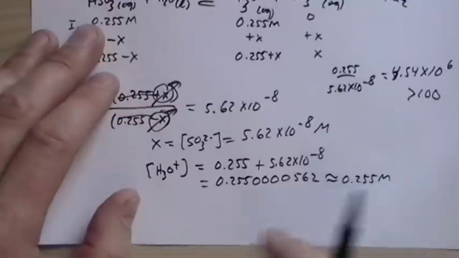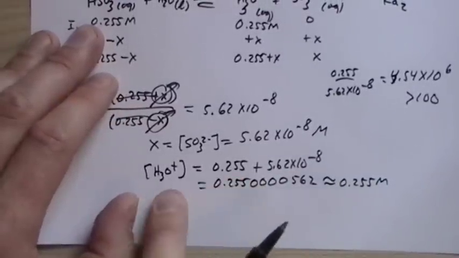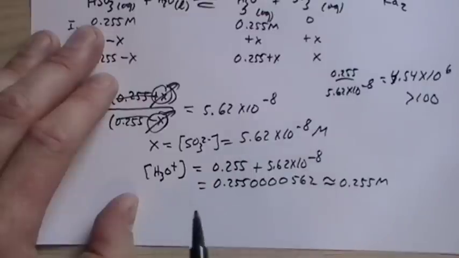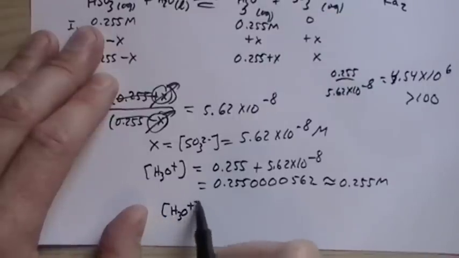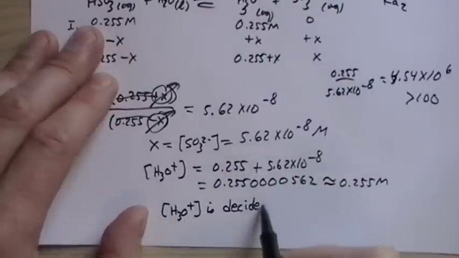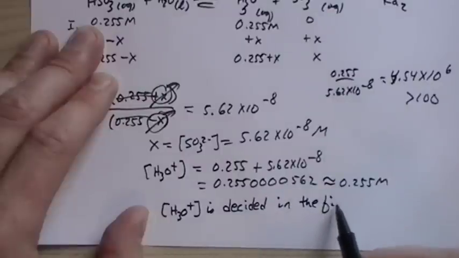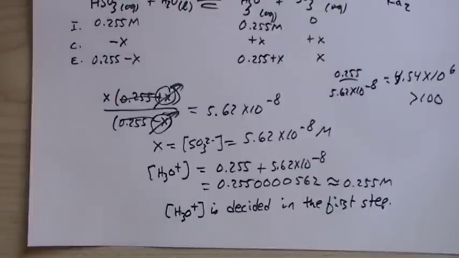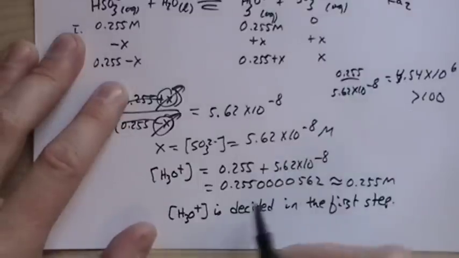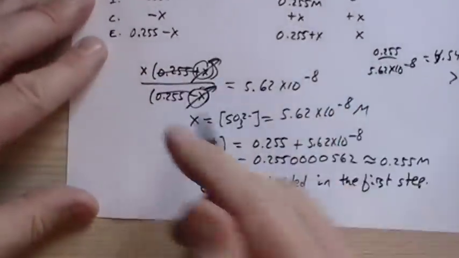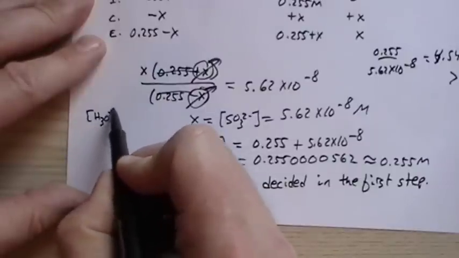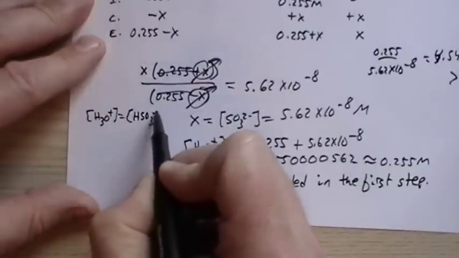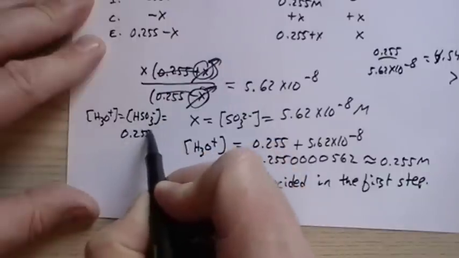So even though we've added some H3O plus to what we had from the first step, it's the first step that decides the concentration of H3O plus. So H3O plus is decided in the first step. That can save you some time, especially if it's a triprotic acid, because that applies for the triprotic acid as well. So the concentration of H3O plus equals the concentration of HSO3 minus, which is 0.255 molar.